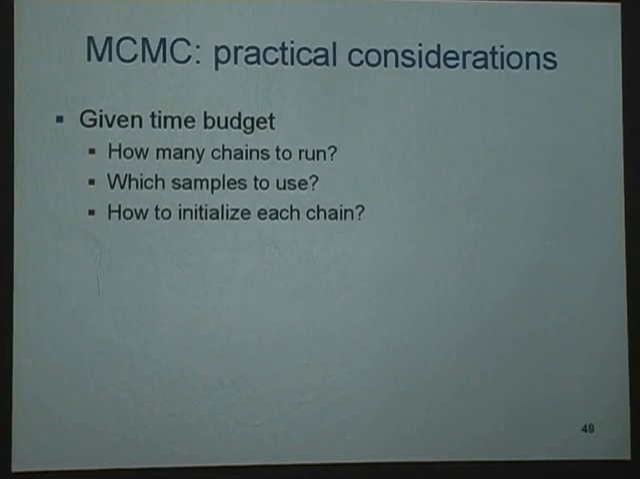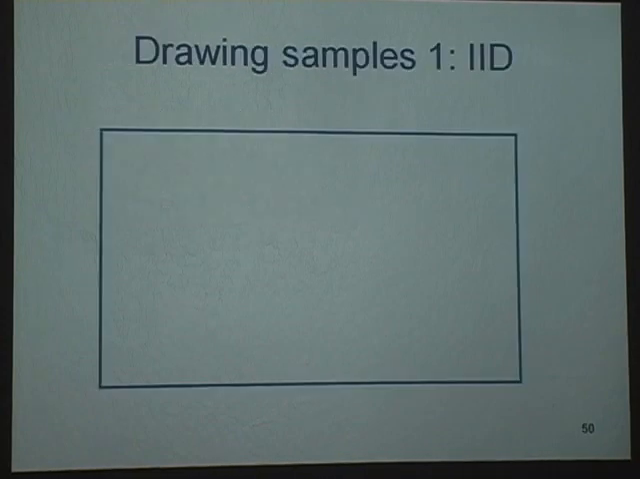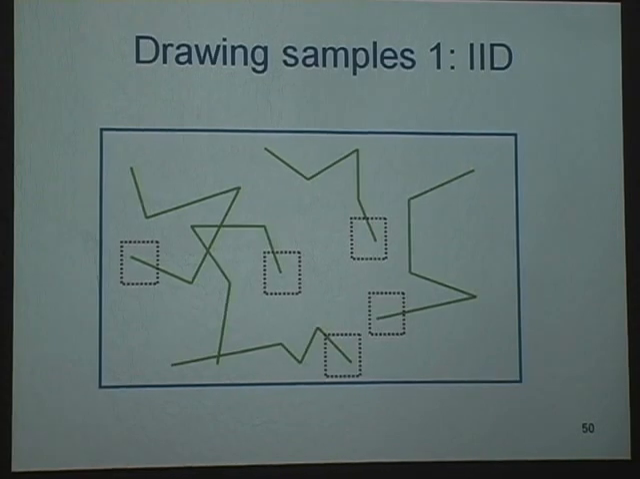So okay, I've been vague about what you do with this Markov chain. I mean, I've said you run it and you take samples from it, but how exactly does that work? So given a time budget, how many chains should you run, which samples from those chains should you use, and how do you initialize the chains? The naive thing you could do for an MCMC algorithm is to say, well, I'm going to run the chain for a while, take the last sample, run the chain, take a sample, run the chain, and so on. So here you're getting IID samples from approximately the stationary distribution, you hope. But no one actually does this because it's extremely wasteful, throwing away most of your samples.